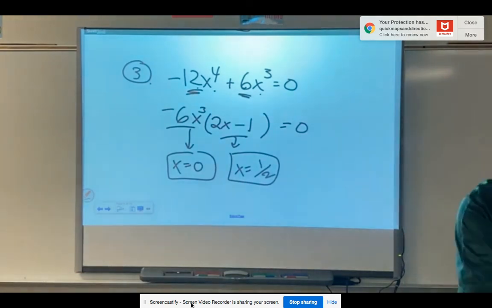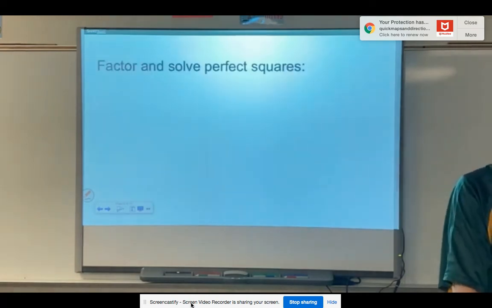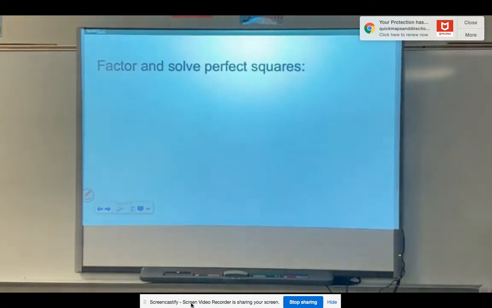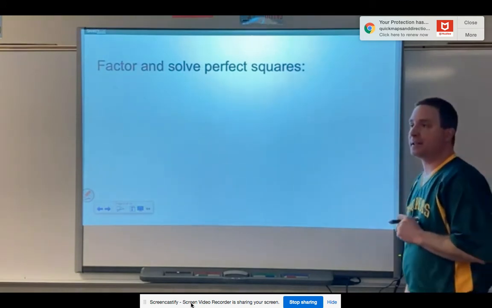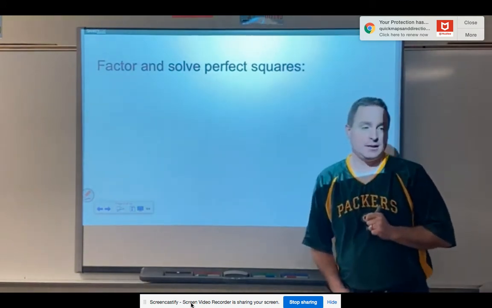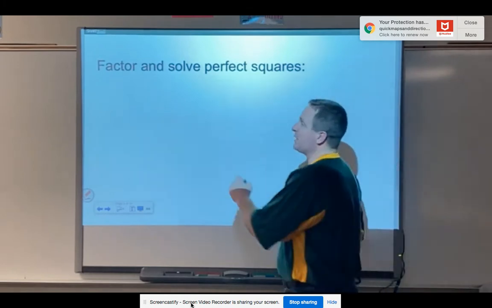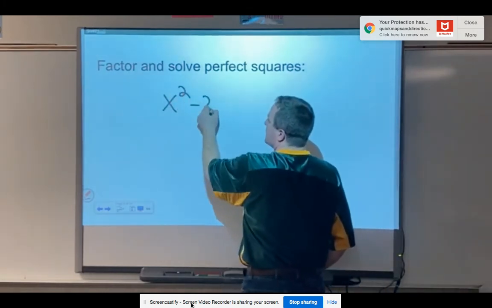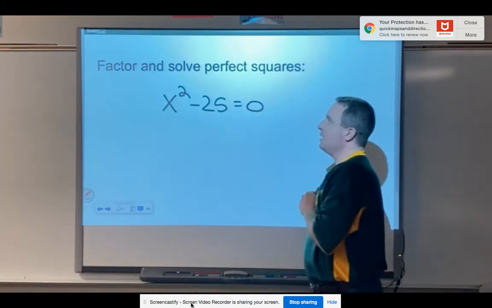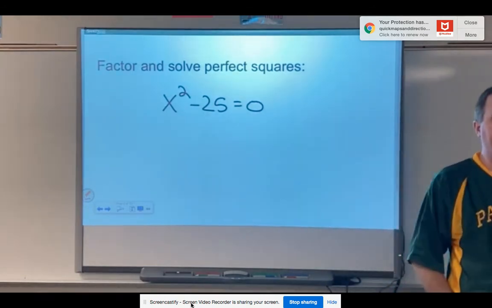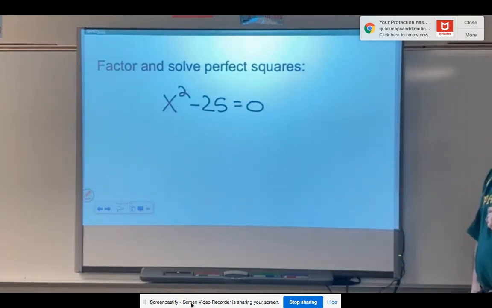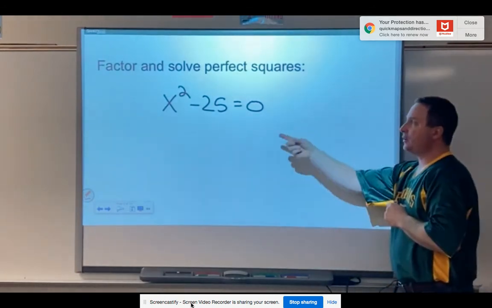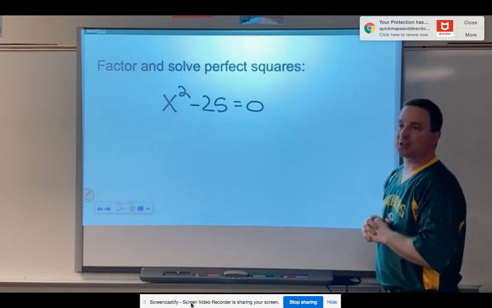Okay, all right, another type of factoring is perfect squares. Okay, what's a perfect square again? Well, a perfect square, if you remember, is a number that has a nice square root. Okay, what these look like this. Okay, when we factor perfect squares, we're going to do the same type of thing, but you notice there's only 2 terms. It's missing the middle term.